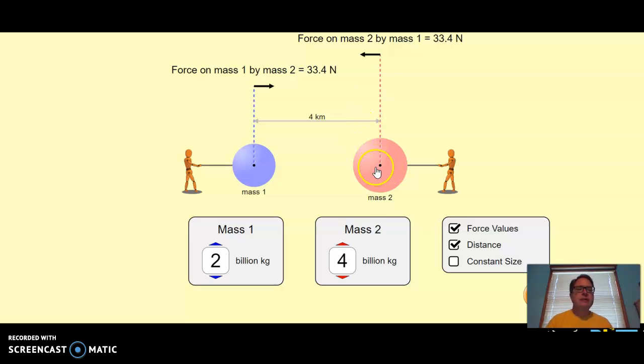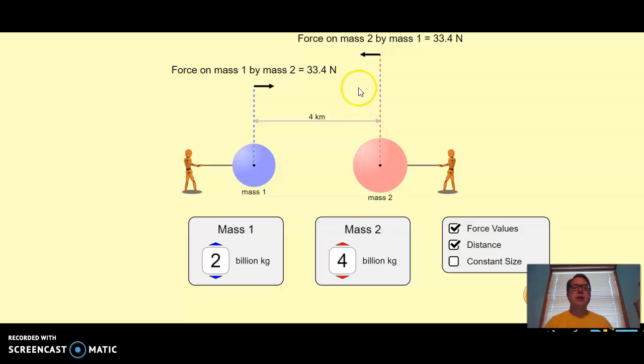So let's see, first of all, what are the different ways that we can change this simulation. I noticed that we have two spheres. They look to be a different size. When I look down here, the blue one has a mass of 2 billion kilograms. That's a lot, isn't it? Even though it doesn't look like a big sphere, it is very massive. And over here, this one has twice as much. It has 4 billion kilograms. So again, huge. I don't know how these people are holding on to that.